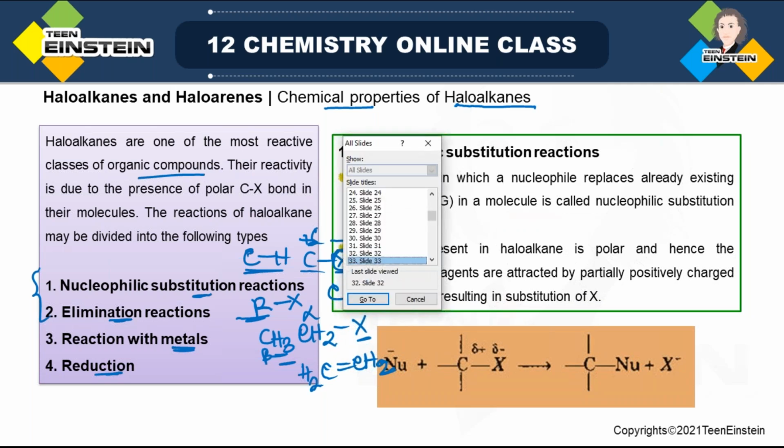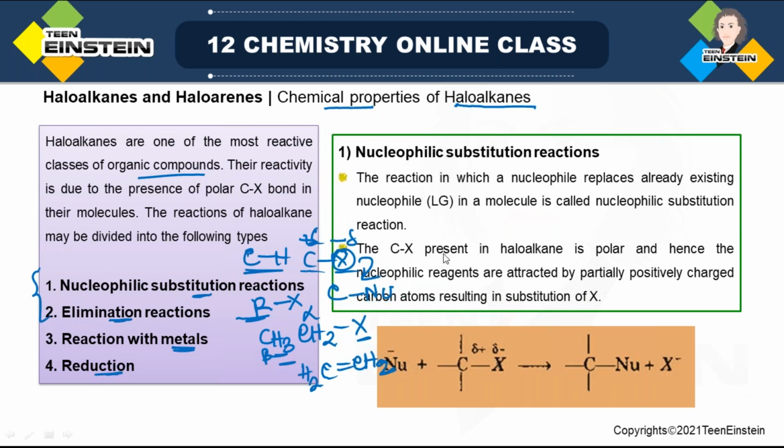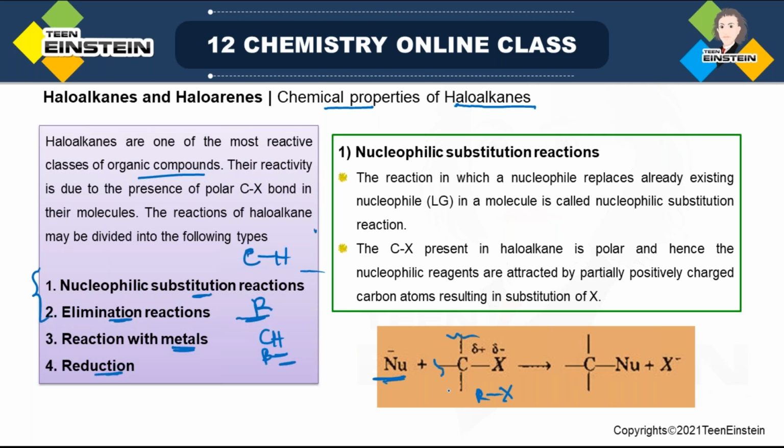We have the first type. Number one, nucleophilic substitution. So look at the structure that is given in the box. The attacking reagent is some nucleophile. This is a general expression, and you have any R-X. So here we have written it in this way, C and X. Here you can have any other groups present, and there is polarity generated, delta plus, delta minus.